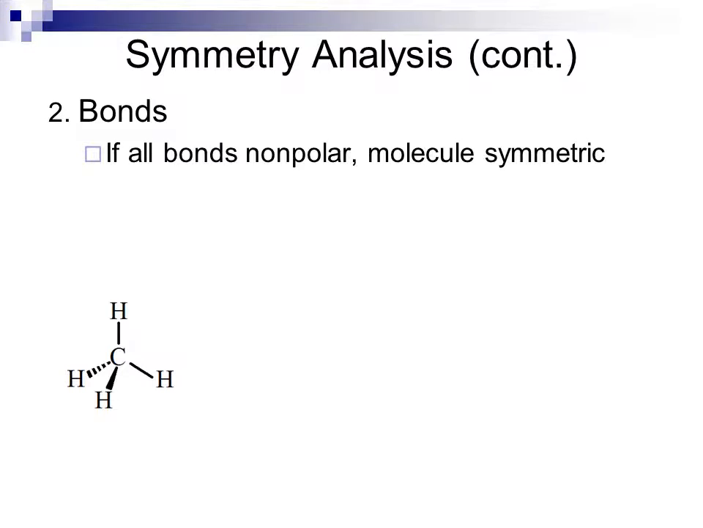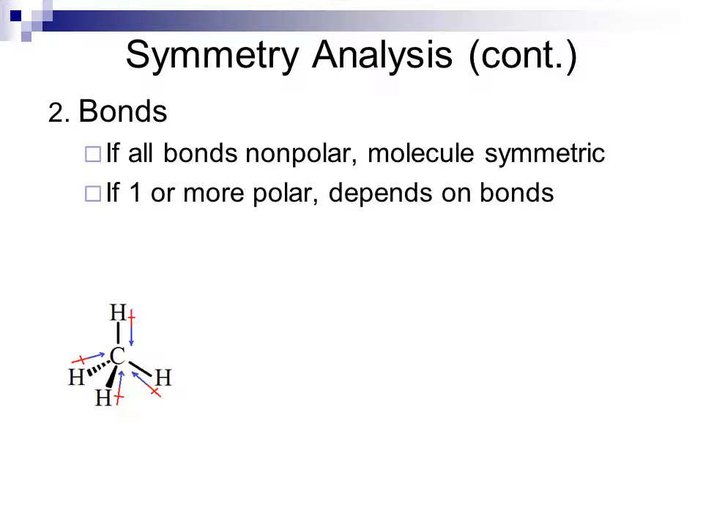If I look at something like methane here, all of the hydrogens are pointing towards carbon, but they're all pointing equally away from one another. If there is one or more polar bond, though, then the symmetry of the bonds determines the polarity of the molecule. If the difference in electronegativity is equal in all directions, then the molecule will wind up being symmetric.